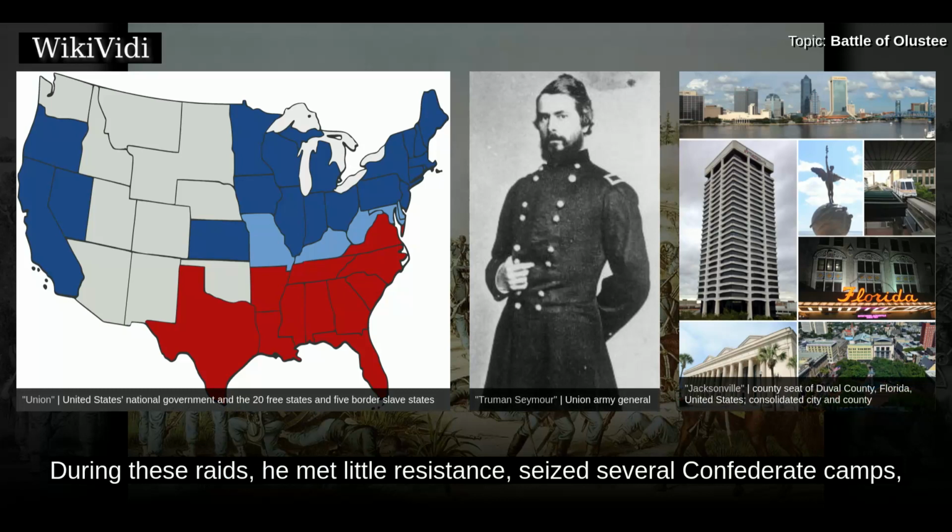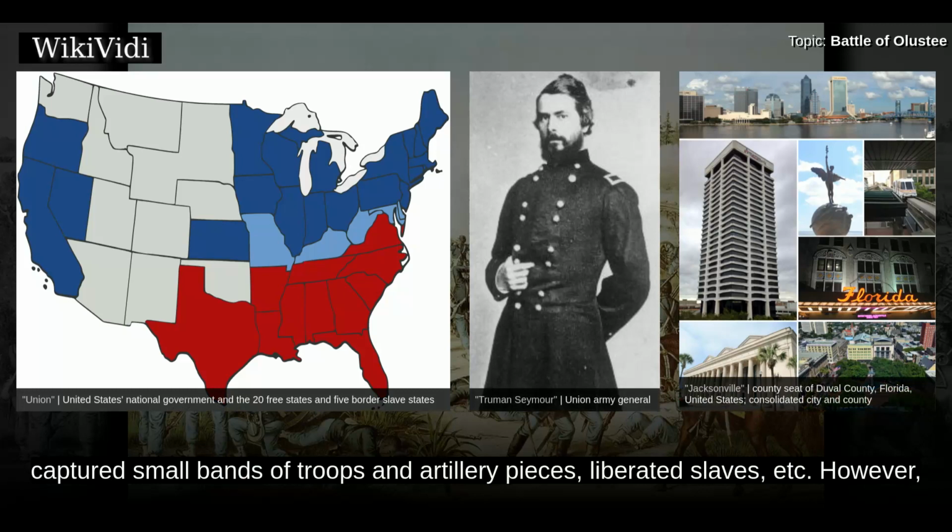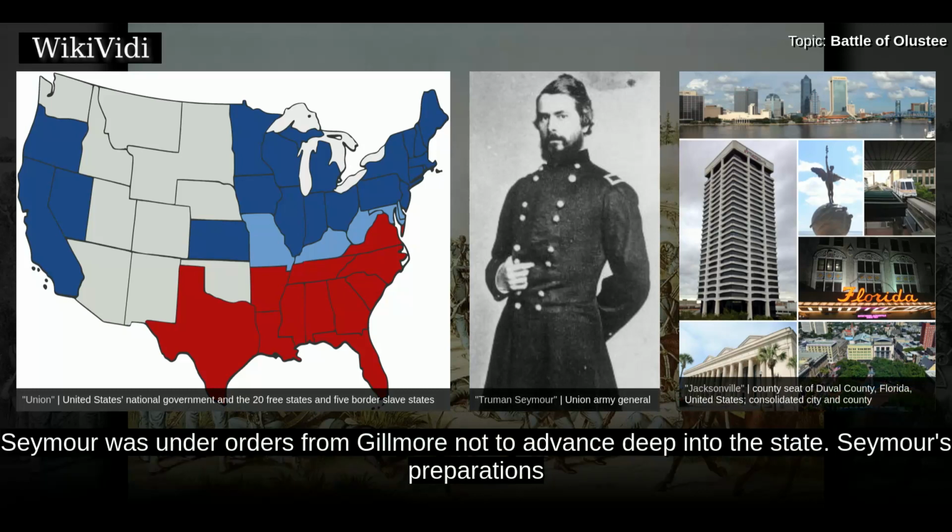During these raids, he met little resistance, seized several Confederate camps, captured small bands of troops and artillery pieces, liberated slaves, etc. However, Seymour was under orders from Gilmore not to advance deep into the state.